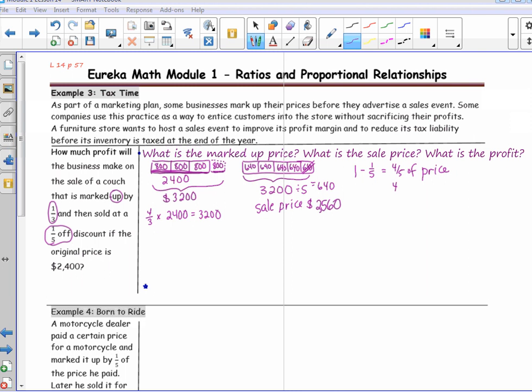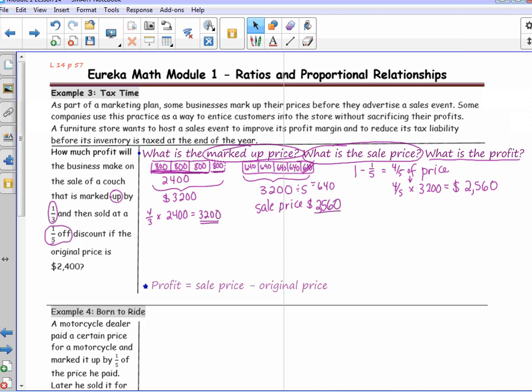Four-fifths of means to multiply $3,200, and that gives us the sale price of the cost, $2,560. So we have found the marked up price, then we found the sale price. The marked up price was $3,200. The sale price was $2,560.